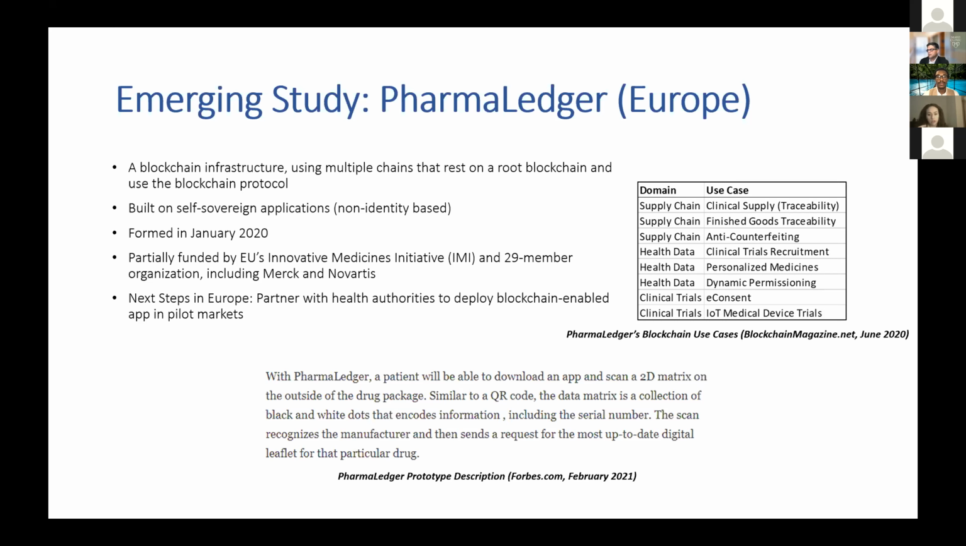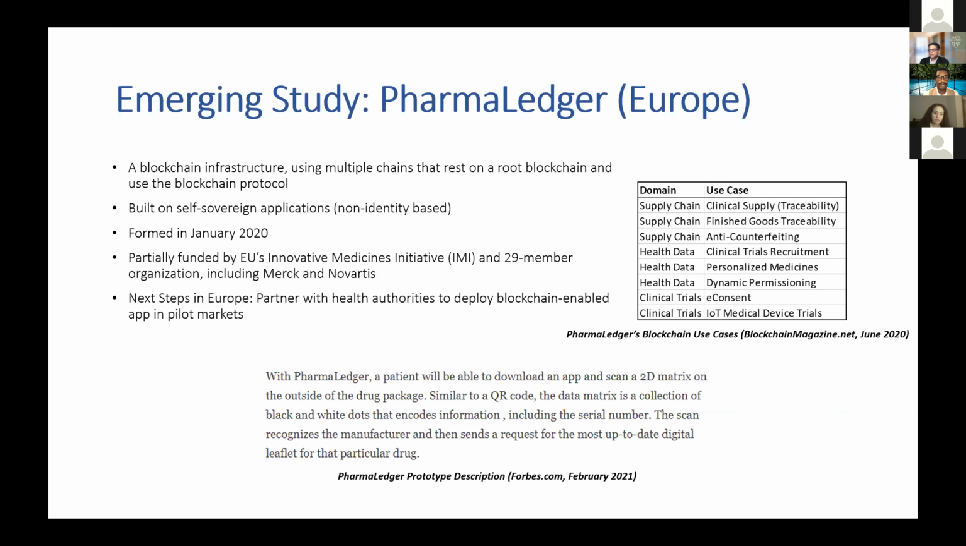They've identified a range of use cases, particularly one that's of interest in the US right now is that Internet of Medical Device trials, just because so many clinical trials were forced to include a distributed component during the pandemic, and we'd like to harness and make sense of that data eventually. So the goal there, moving forward, they've published their next steps, and there was an article in Forbes just a week ago that they want to partner with health authorities across the EU to deploy a blockchain-enabled application in different pilot markets they had.